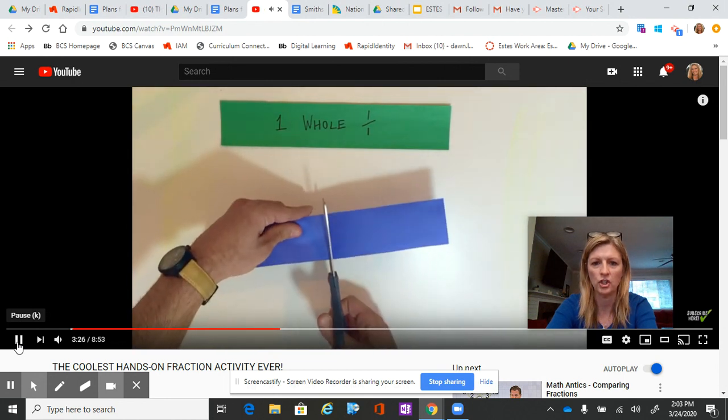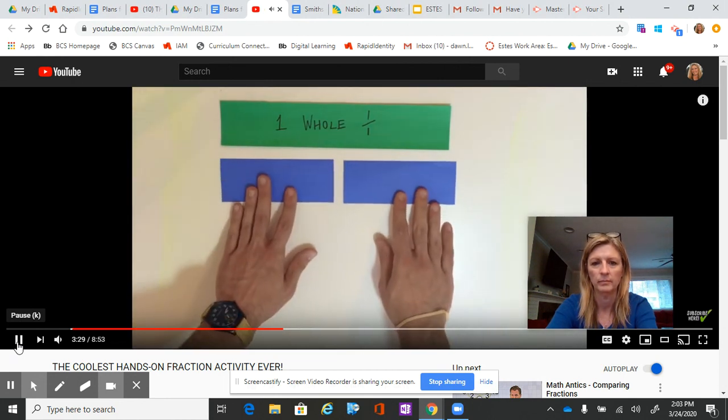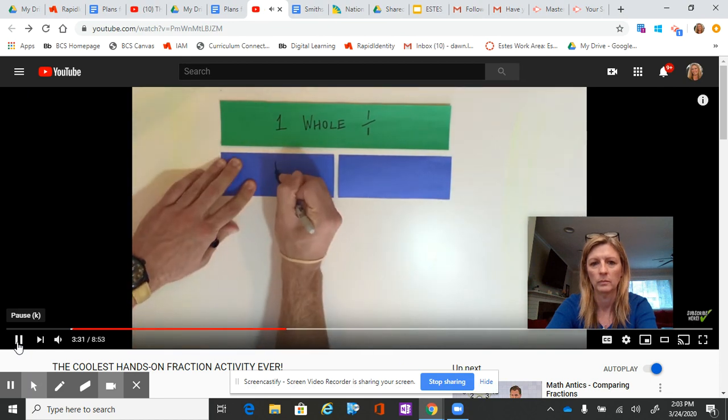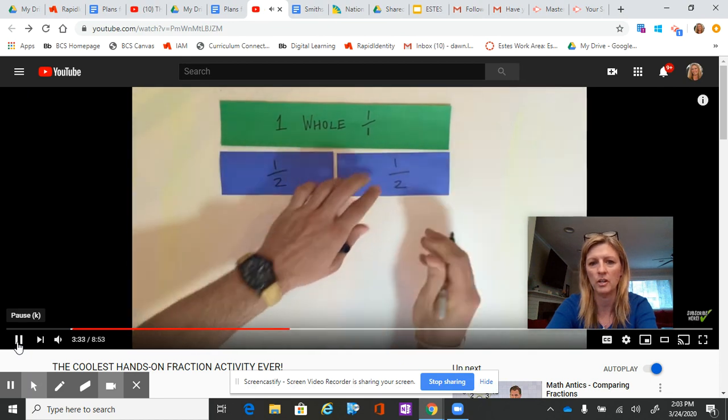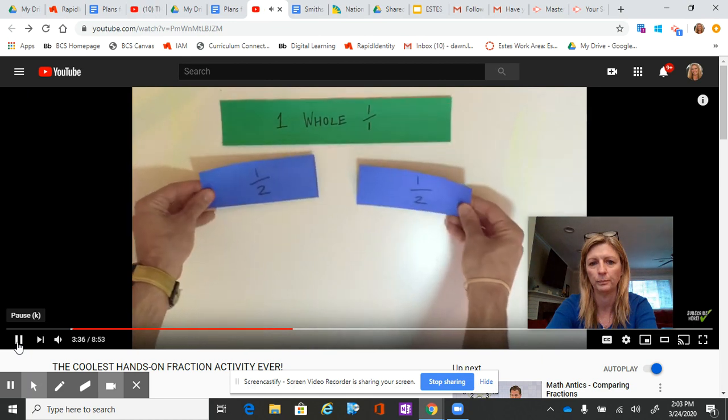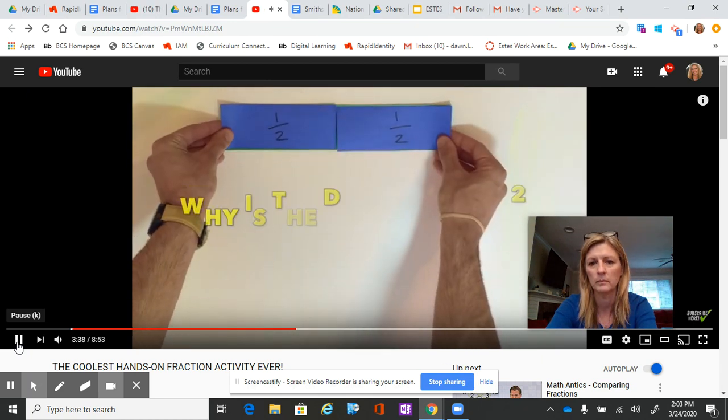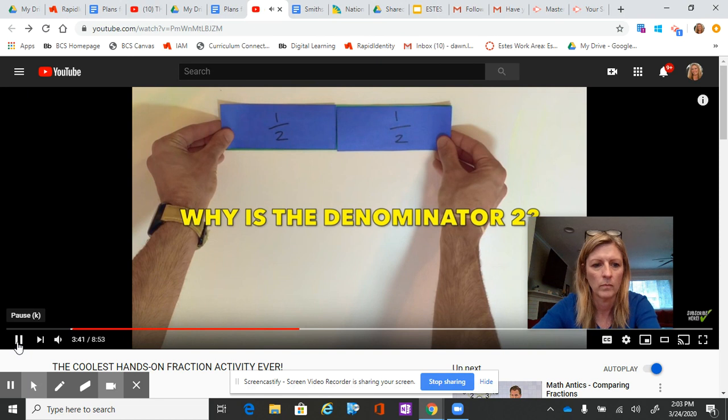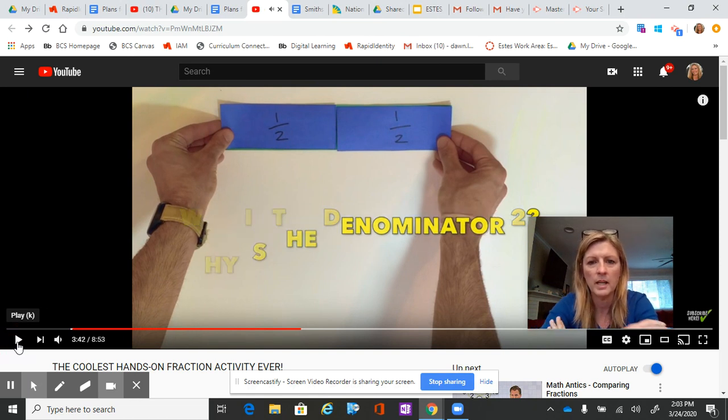See how he's partitioning evenly? And he's labeling each of the halves. So he's asking right there, why is the denominator 2? Boys and girls, remember before we left and in some of the work that you've done earlier this week, we need to read that as one of the two equal parts that make up a whole, and it matters.